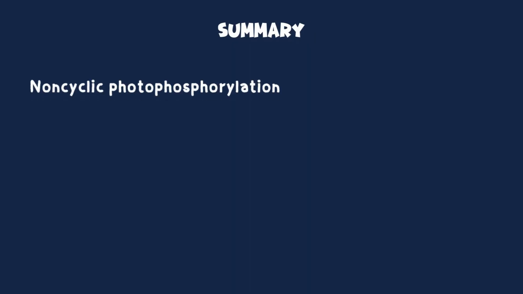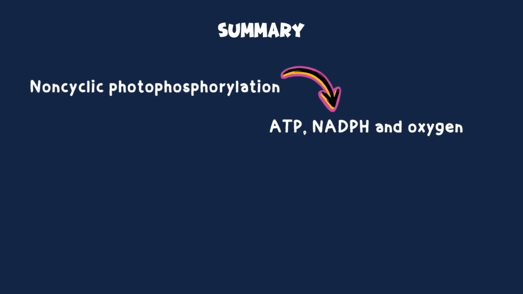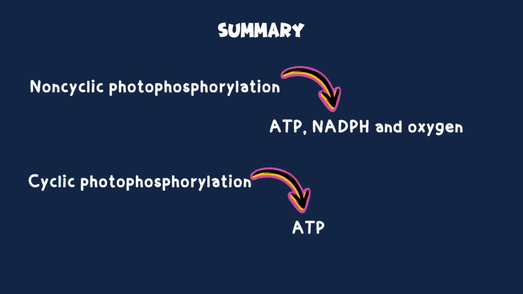In summary, noncyclic photophosphorylation produces ATP, NADPH, and oxygen, while cyclic photophosphorylation produces only ATP. Together, these processes ensure a continuous supply of energy molecules needed for the Calvin cycle and overall photosynthesis.